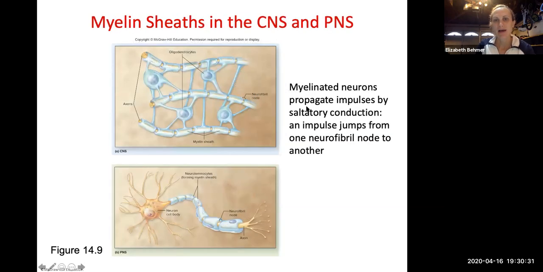All right. So again, here are the two differences between the central nervous system and the peripheral nervous system. I know I try to pound that into you guys, but you should know oligodendrocytes, central nervous system, neurolemmocytes, peripheral nervous system. They propagate impulses by what we call saltatory conduction. Saltar means to jump in Spanish, so there must be some Latin root there. But it's just an impulse will jump from one neurofibril node or space in between myelin to another. So the impulse will jump between those spaces, between those myelin sheaths.